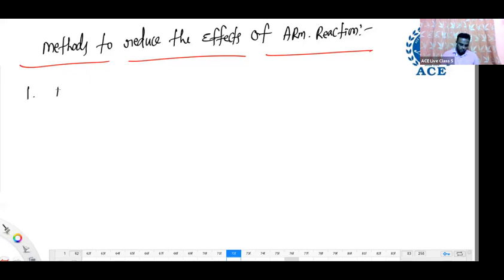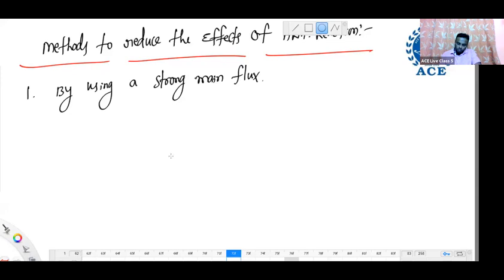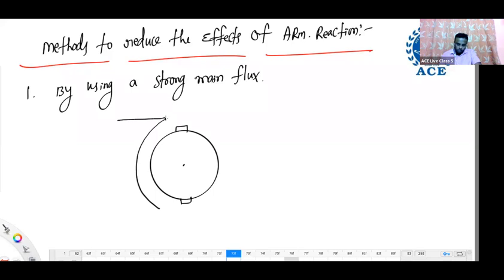First one. By using a strong main flux. So how can we create a strong main flux? Because what is armature reaction? Effect of armature flux on main flux we call armature reaction. If you create a strong main flux, the effect of armature flux on the strong flux will reduce. That is the meaning. How can we create a strong main flux? Tell me.